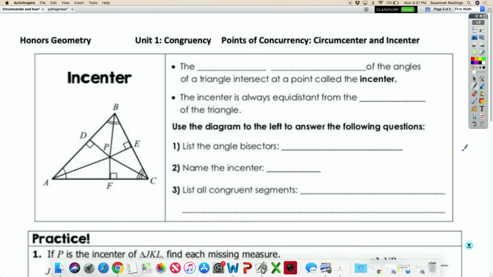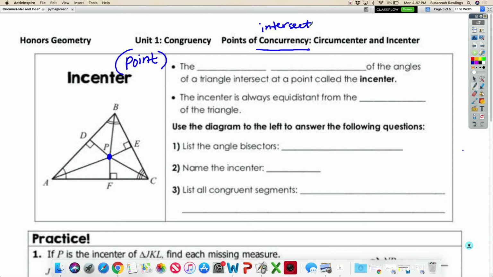So we still have a triangle here, but my incenter is my point. So we're talking about points, and points of triangles or points of concurrency. Concurrency just means of intersection. So we have a bunch of different lines intersecting here.